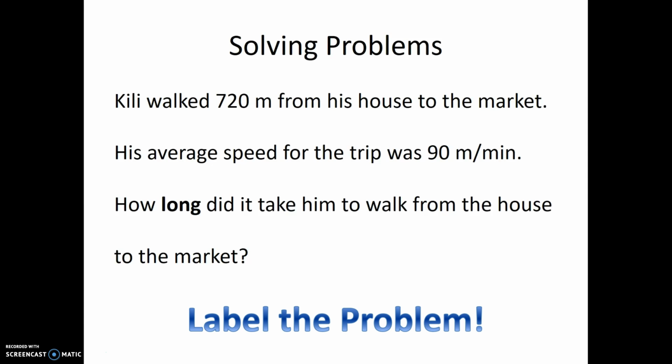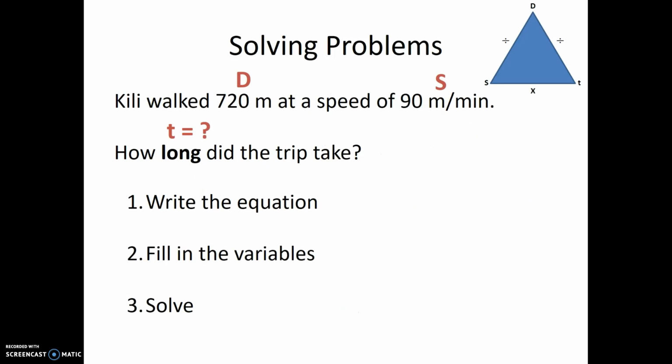All right, hopefully you started by labeling the problem. Keeley walked 720 meters from his house to the market, and his average speed for the trip was 90 meters per minute. How long did it take him to walk from the house to the market? You should have put a D over the 720 meters, an S over the 90 meters per minute, and a T equals question mark over how long. And then we'll solve it.